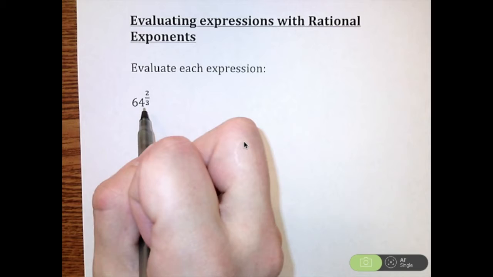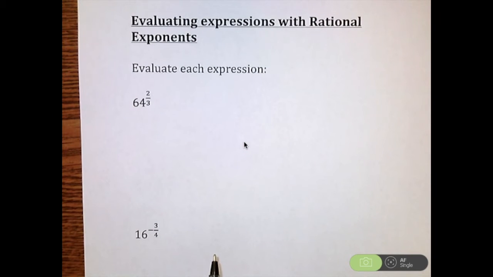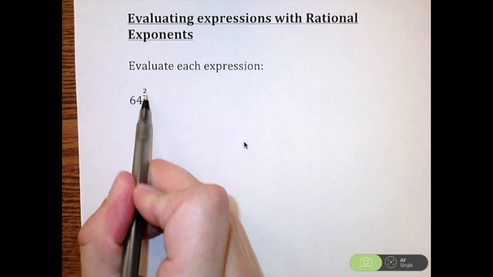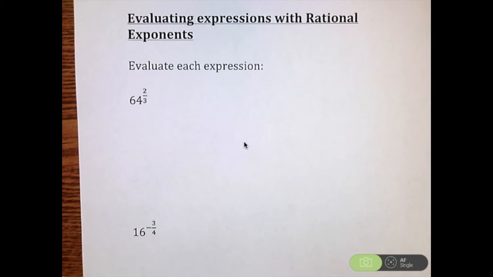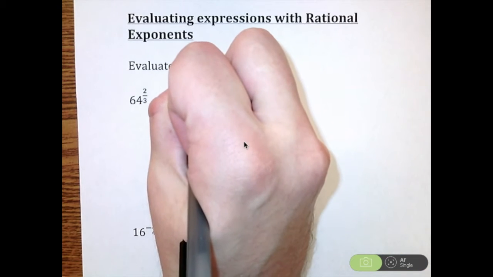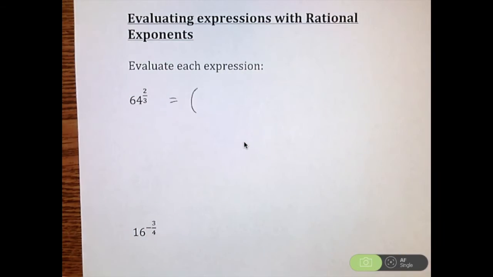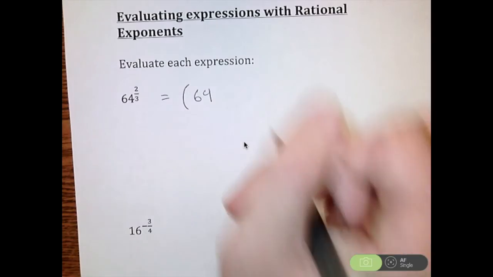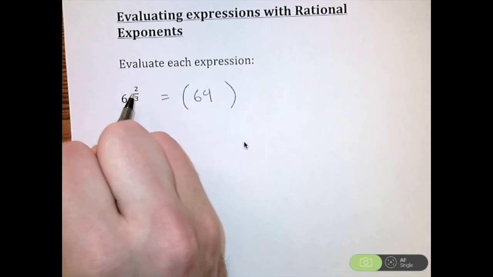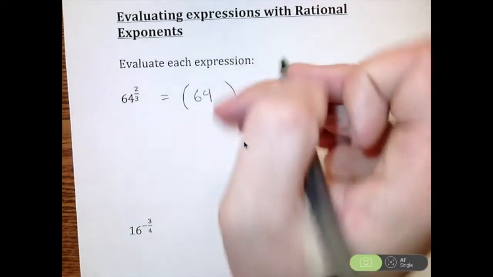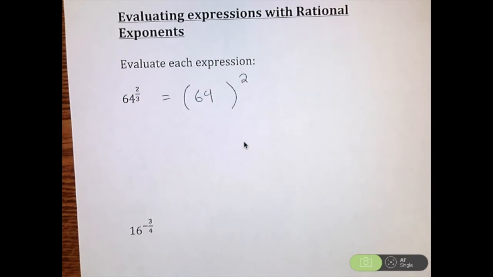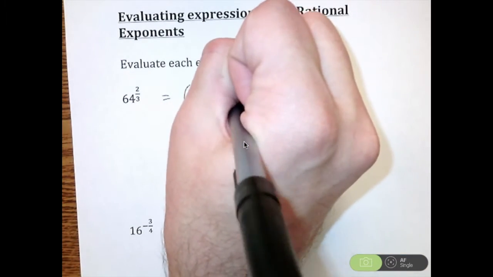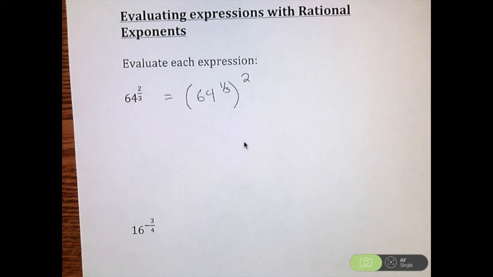So what I'm going to start with is 64 to the 2/3. Now this exponent of 2/3, I'm going to break that apart. So here's what I'm going to do. This is going to be the same as 64, and I'm going to take the top number, the numerator, the 2, and put that on the outside. And my denominator of 3 is going to become 1/3 on the inside.